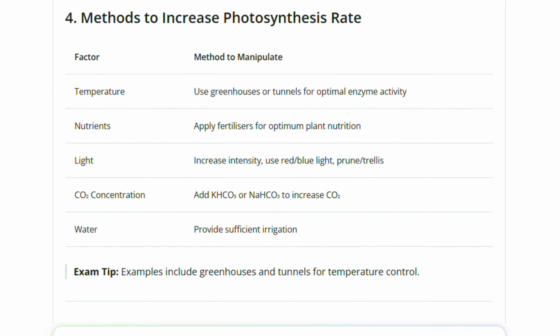What is this? Prune or trellis? Yeah, I don't know what that is. Increase light intensity under which crops grow. Manipulate light color in growing environment. Chlorophyll absorbs red and blue light and reflects green, orange, and yellow light.